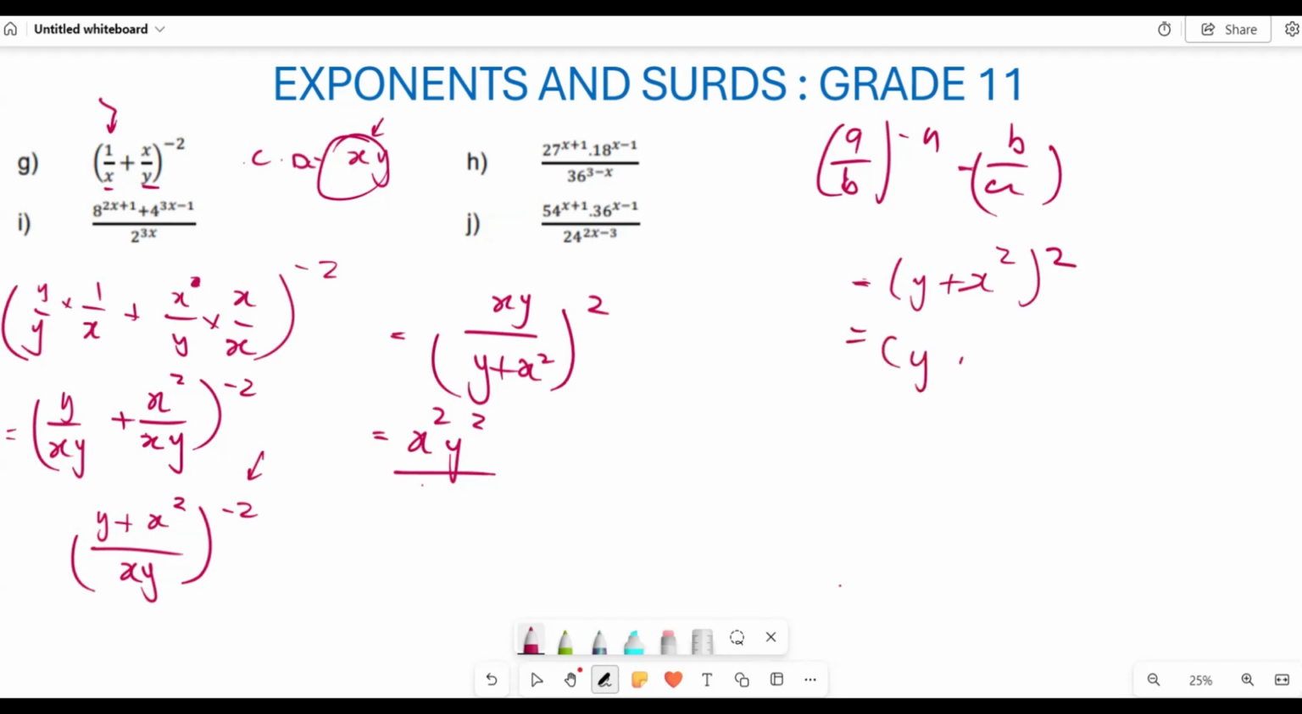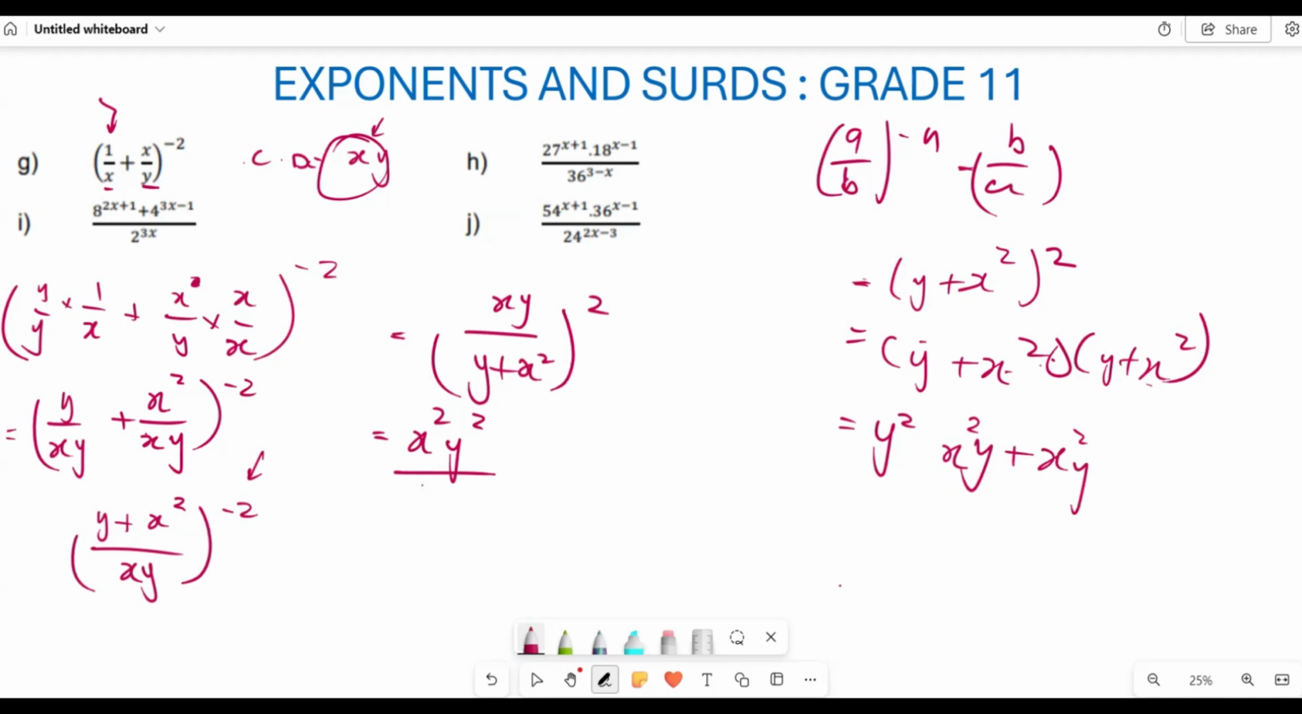This is the same as (y + x²)(y + x²), which is the same as y multiplied by y, giving us y². Then y multiplied by x² is x²y. And then x² multiplied by y again gives plus x²y.